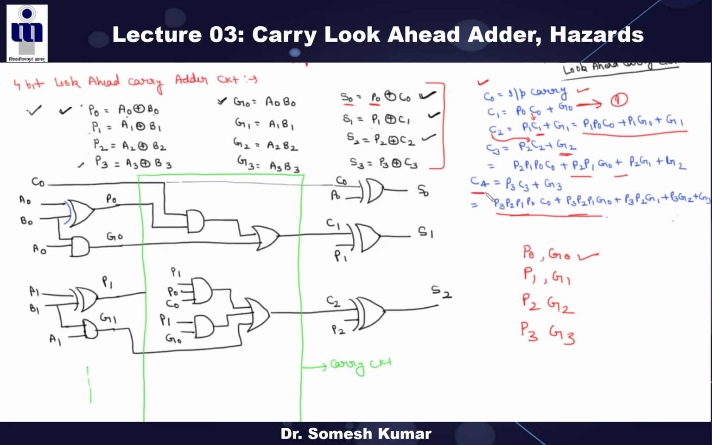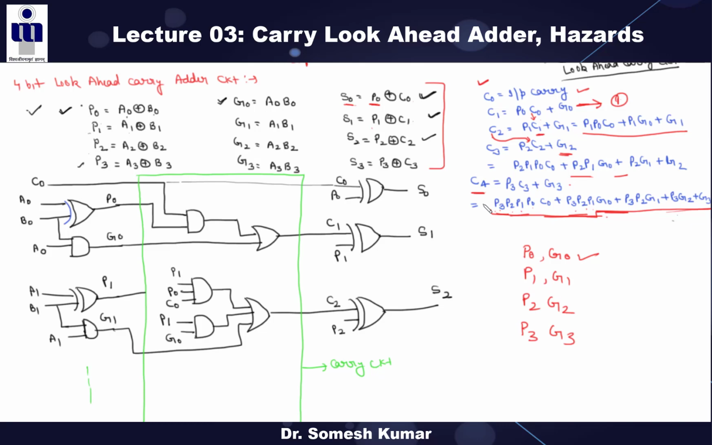By seeing this C4, is C4 dependent on C3? No, it's not dependent on C3. It is dependent on P3, P2, P1, P0 and G3, G2, G1, G0. This is our aim in the look ahead carry circuit, so that our next carry will not be dependent on the previous carry. Then only we can reduce the delay.